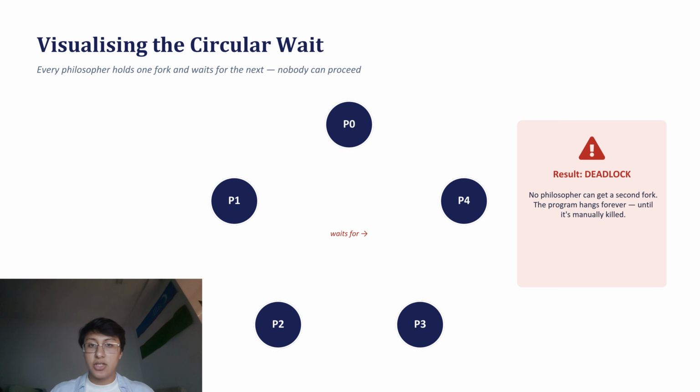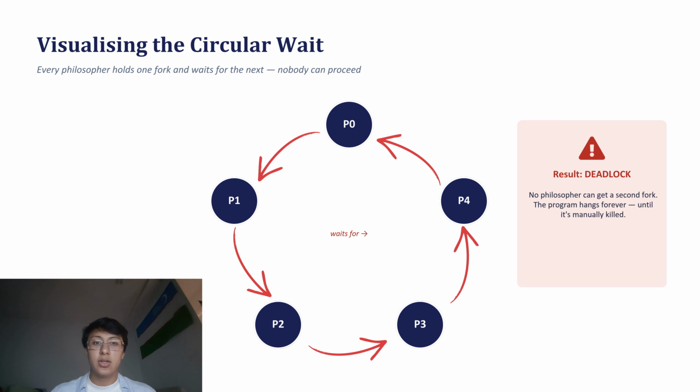This diagram shows it clearly. Philosopher 0 waits for philosopher 1's fork. Philosopher 1 waits for philosopher 2's fork, and so on all the way around back to philosopher 0. It's a complete cycle. Nobody can move forward because everybody is holding one fork and waiting for another that will never be released. That's a pure deadlock. To fix it, I only need to break one of the four conditions.